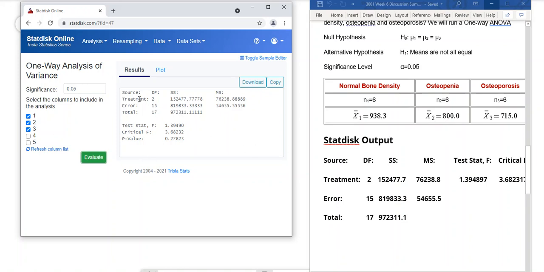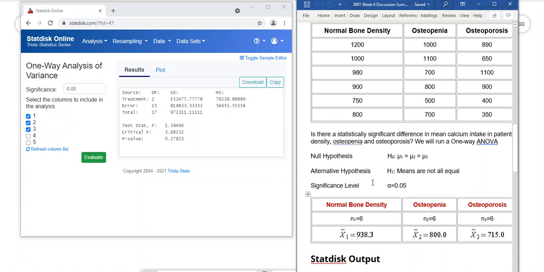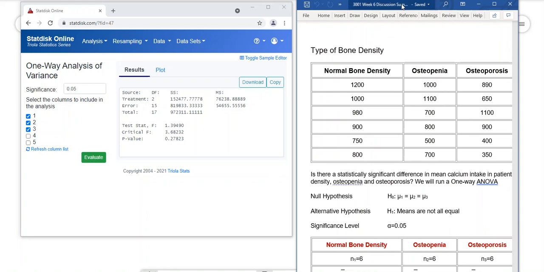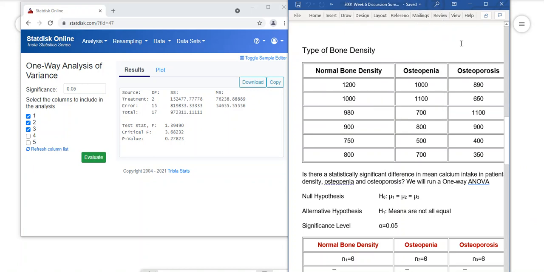Again, this stuff you don't have to worry about. There's our test statistic, or p-value, right? That's kind of what you're focusing on right now. So yeah, that's really it. And again, we would conclude that we fail to reject, and we would say there's no real difference between these groups, the means, the average of those 3 groups of calcium intake.